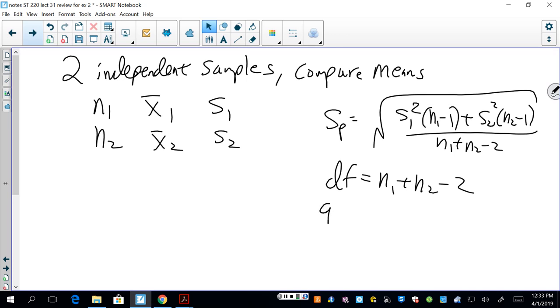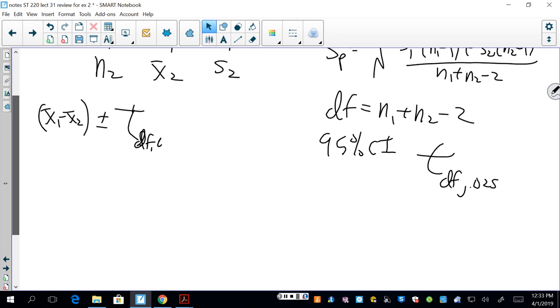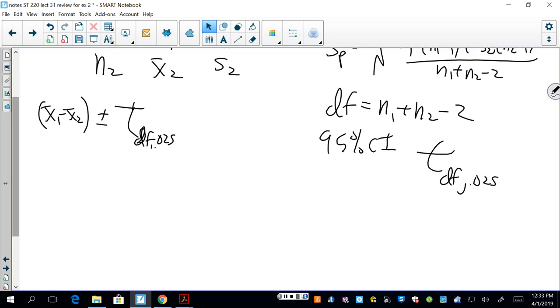So for a 95% confidence interval, or for a 0.05 level test, I'm going to look up a certain T cutoff value, the 0.025 tail, based on whatever my degrees of freedom. And my confidence interval is going to be the difference between the 2 means, plus or minus a T value, 0.025, times the standard error. So there's the standard deviation, but you divide by the root of sample size. And in this case, there's 2 of those, and they get added together there.